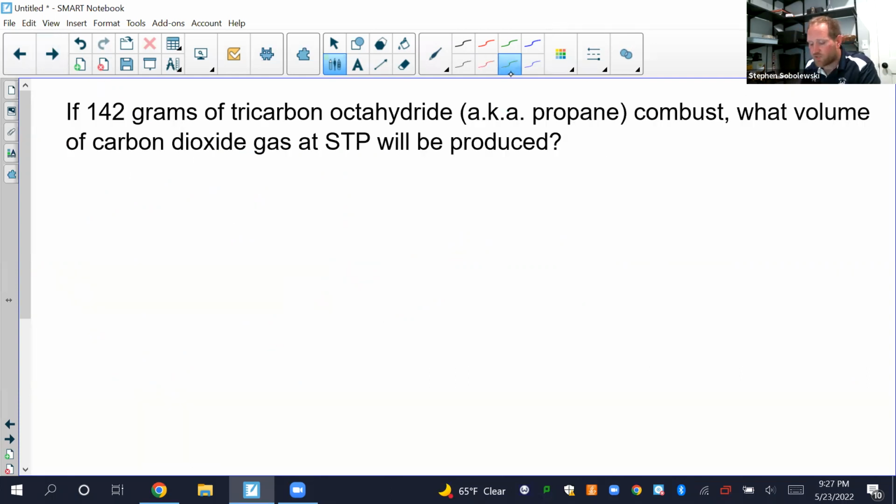If 142 grams of tricarbon octahydride, aka propane, combust, what volume of carbon dioxide gas at STP will be produced? So we're looking for volume. Okay, do we have a change in gas? No. So again, PV equals nRT. We're solving for V.